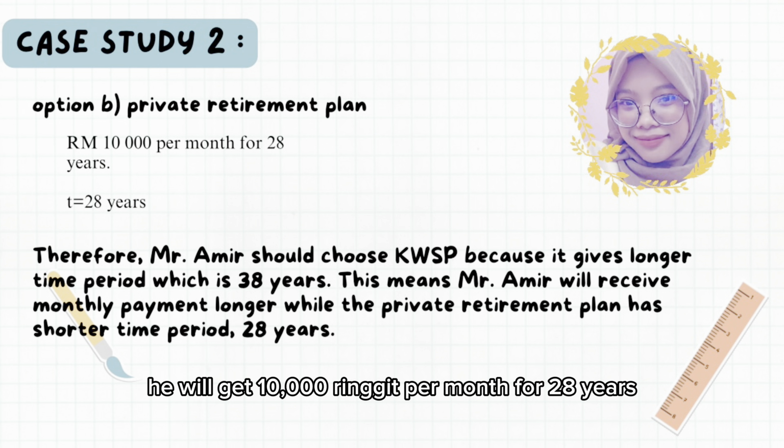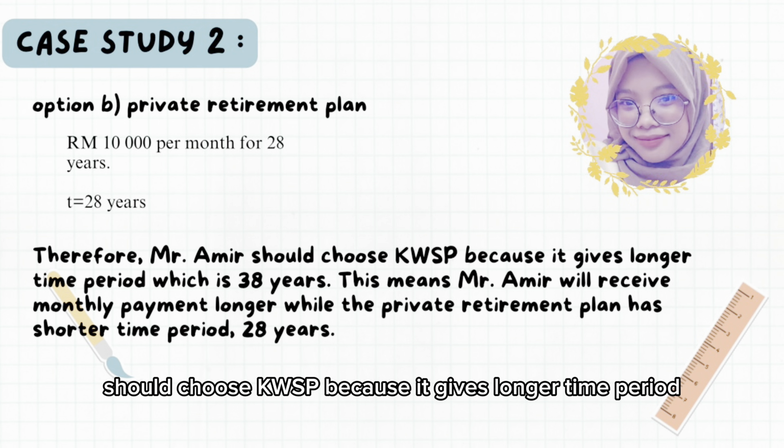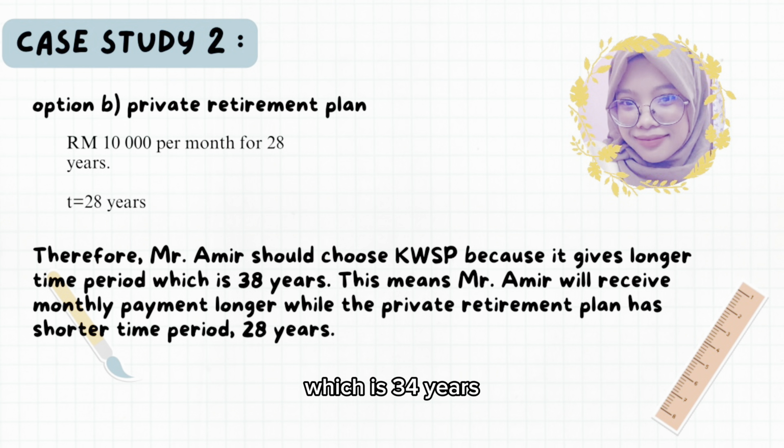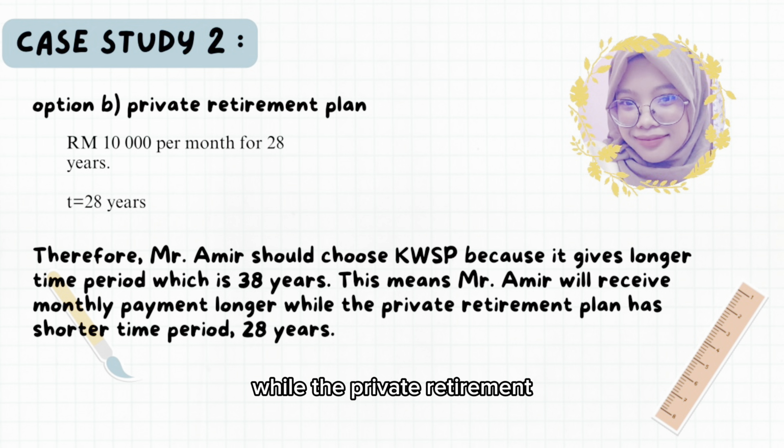for 28 years. Therefore, Mr. Amir should choose KWSP because it gives a longer time period, which is 34 years. This means Mr. Amir will receive monthly payments longer, while the private retirement plan has a shorter time period, which is 28 years.